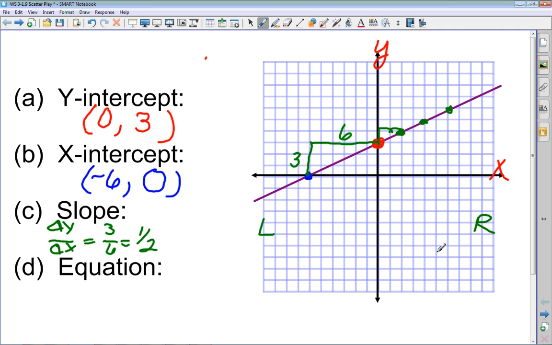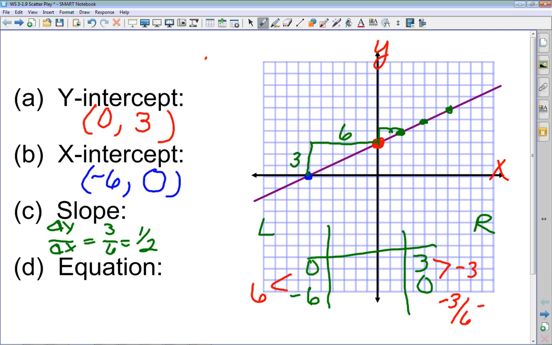And still, again, for others of you, you may want to build a table and put in the points 0, 3 and -6, 0 and find delta y over delta x. This right here is -3. This right here is +6. I have -3 over 6, which is -1/2. Again, this is still my slope, which is my m.